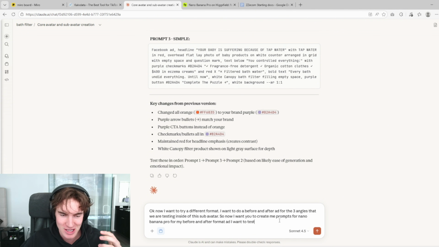So this obviously isn't a new format that I just created off the top of my head. Before and after has been around forever, but this is just how you would set it up, with whatever type of format or even whatever type of concept you want to actually be testing inside your ads. You want to be a little creative.